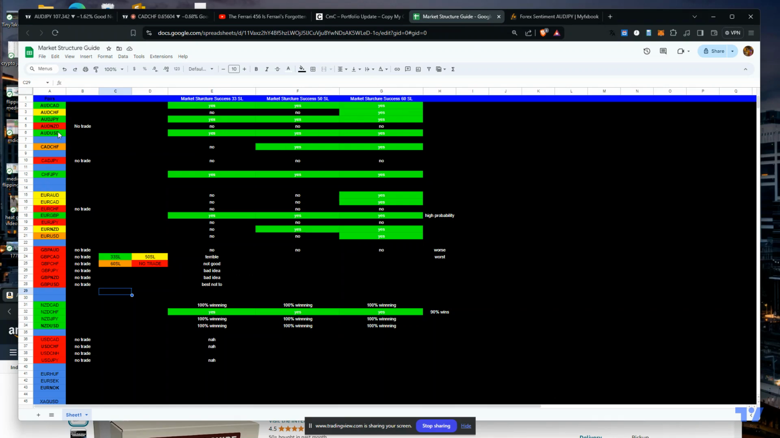The ones in red are no trade. You do not trade those on the market structure. They don't range enough. They break ranges a lot. Market structure is basically capturing those ranges.